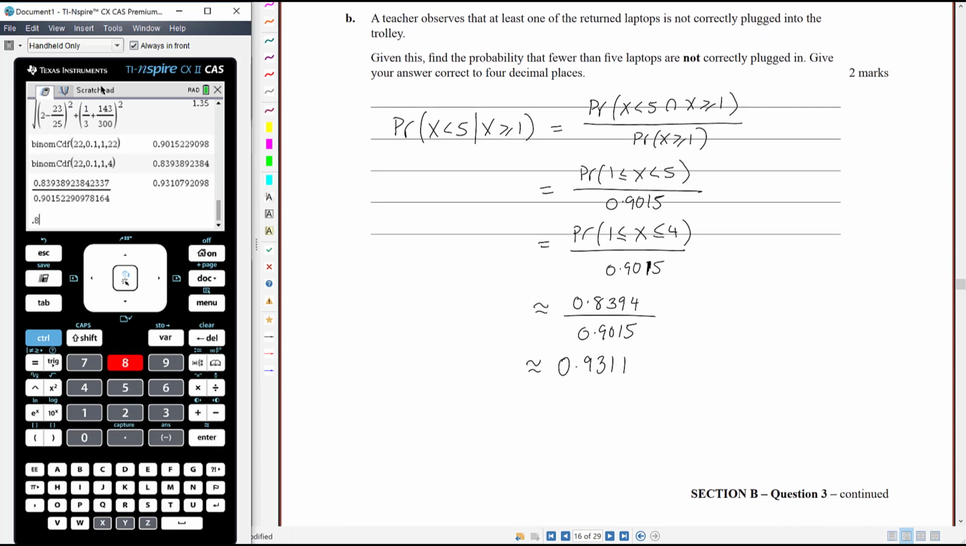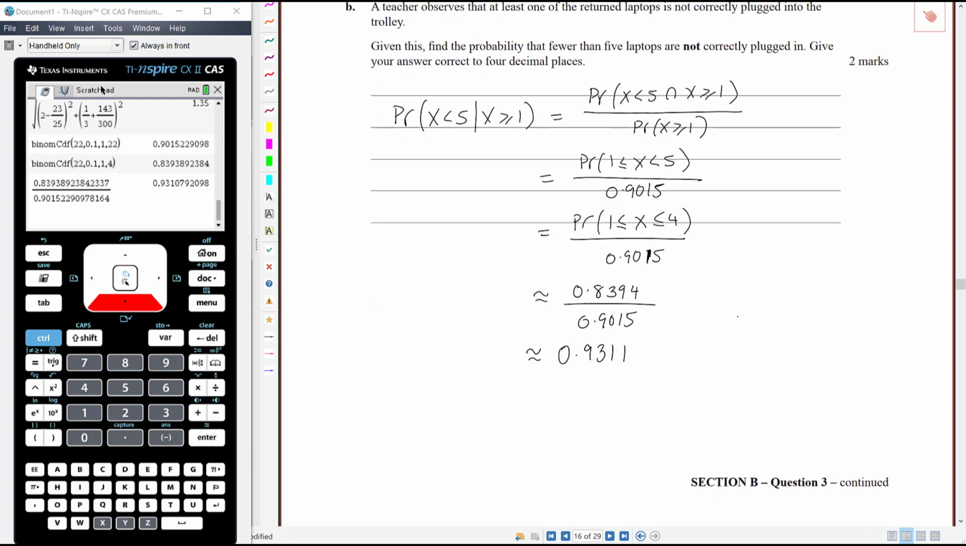Just to be clear, let me see what happens if you use the individual answers rounded to 4 decimal places. 0.9311. No, sorry, 0.9015. In this case, it does still round to the same value, but in some situations it might not. So make sure you're working as exactly as you can. And in fact, it's easier to copy and paste your answers down than have to retype in numbers to 4 decimal places.